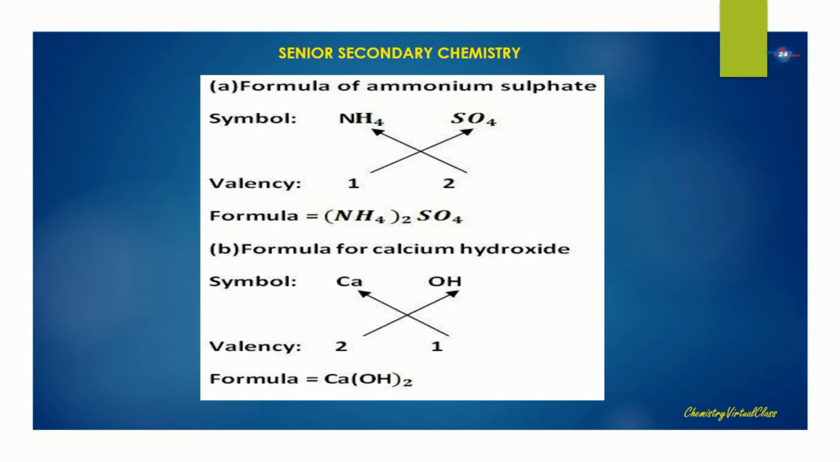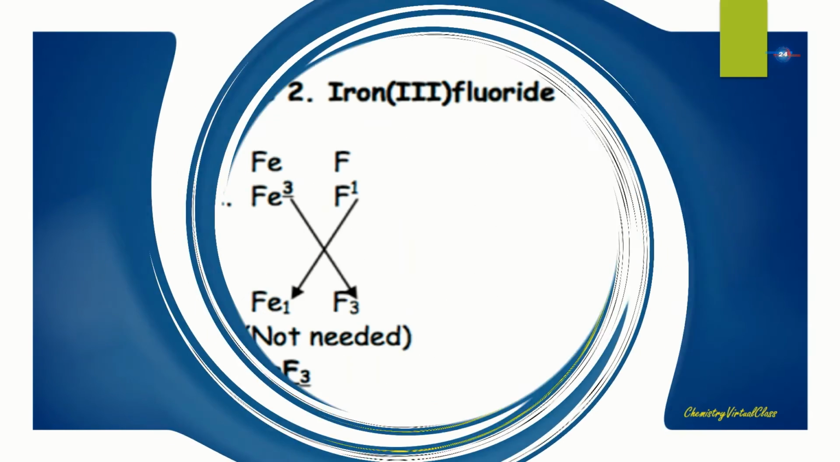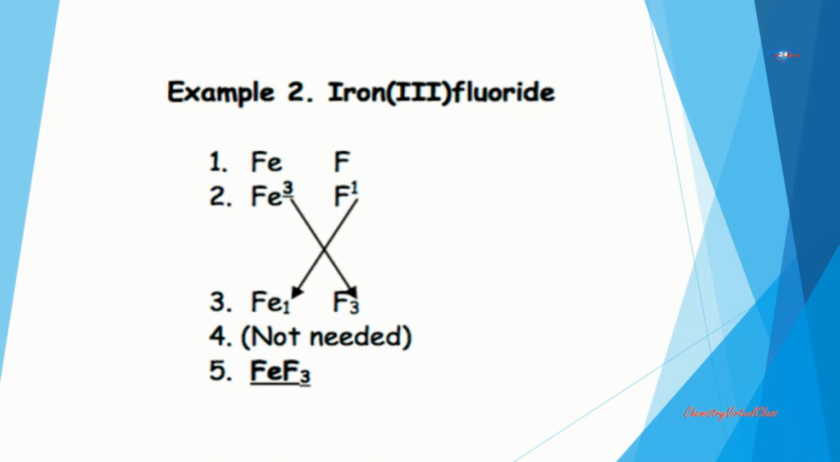Having said that, I want to give you one more example, and let us write the chemical formula for iron 3 fluoride. Remember, iron has two valencies, 2 and 3. But I want us to write now the chemical formula for iron 3 fluoride. Remember, in that case, iron has a valency of 3.